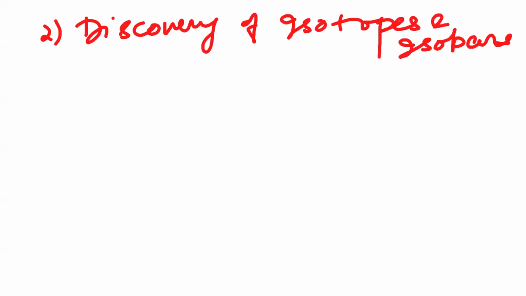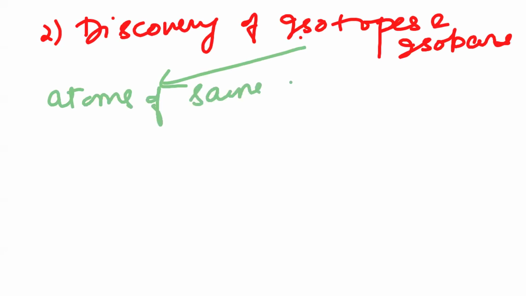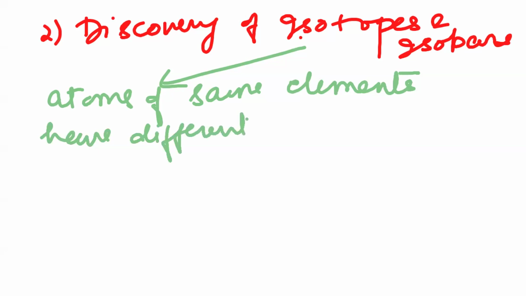Now, can you tell me what are isotopes? Isotopes are basically atoms of the same element but with different atomic masses, like C12 and C14. Yes, very good. Atoms of the same element have different atomic masses. When they have different atomic masses, they are called isotopes.